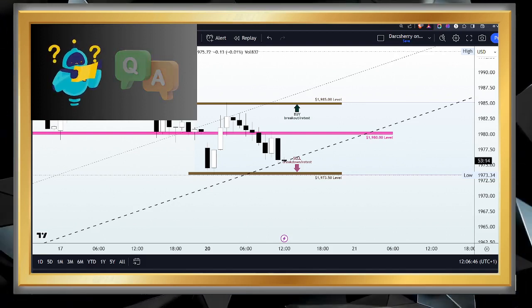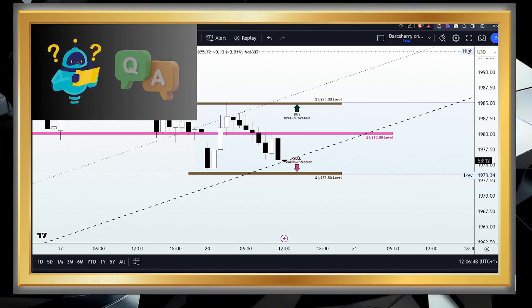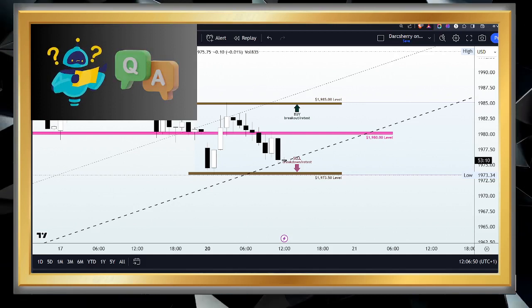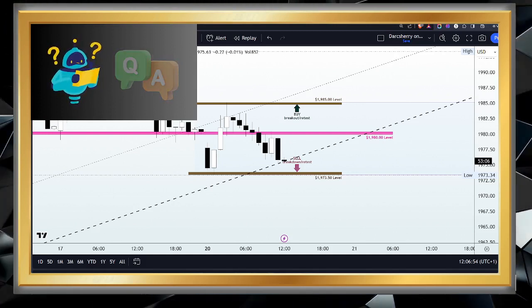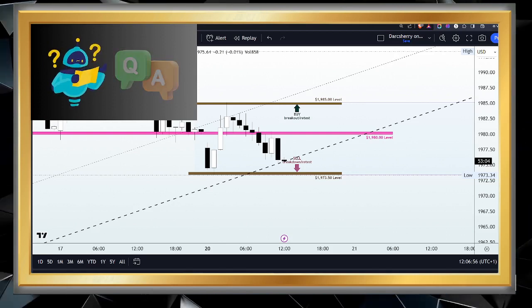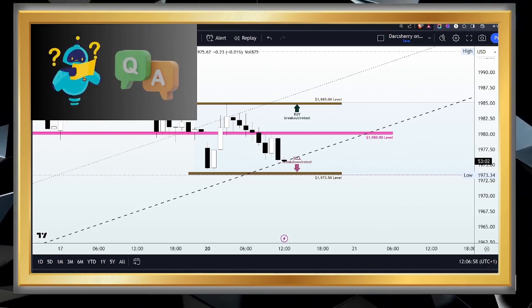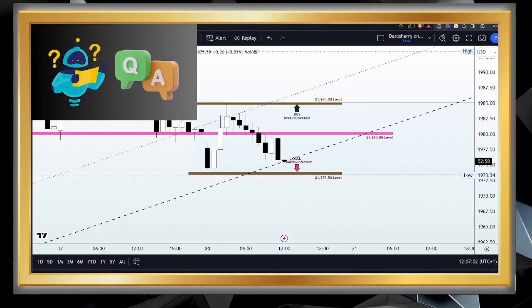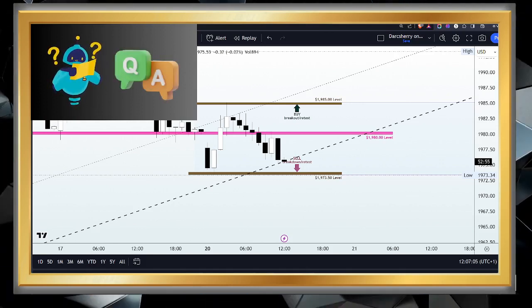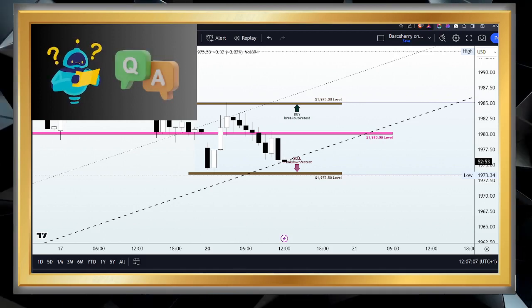You can see my chart. There are no indicators, no other parameters here except trend lines, key levels, and chart patterns, and they are enough for us to identify the psychology behind the price movement of market participants in that particular market. That is for me anyways. That's my own view. So this is what I do.